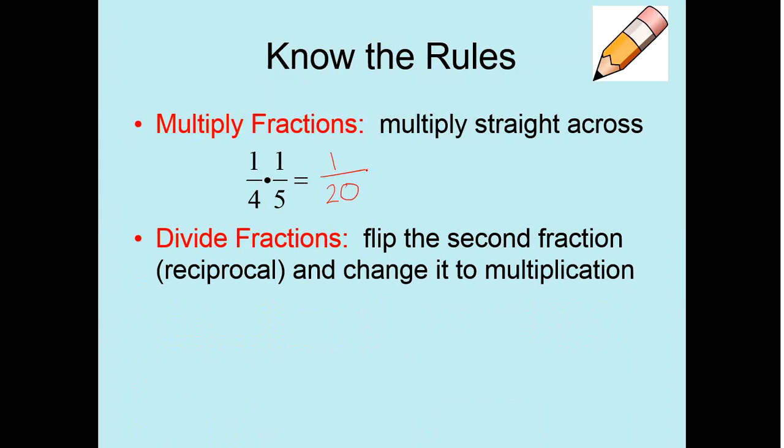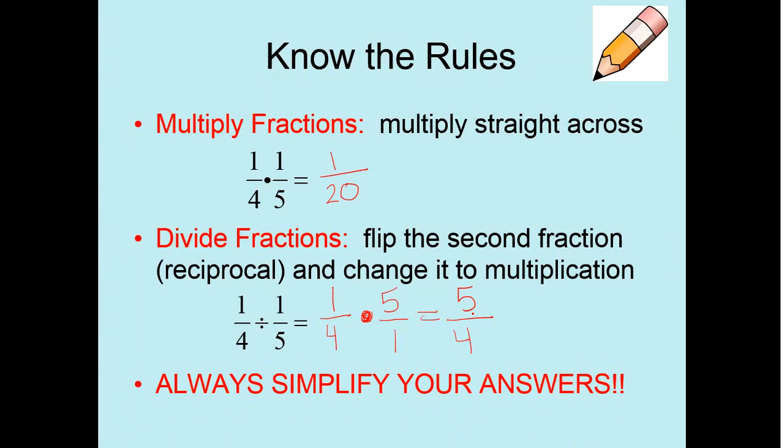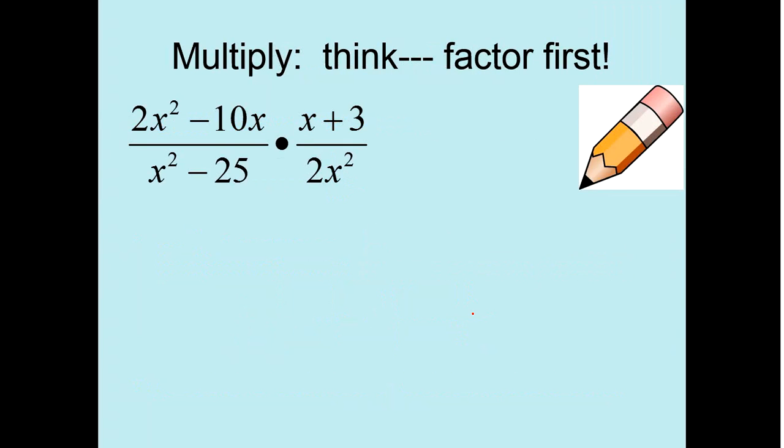Now, dividing fractions, we had to flip the second fraction, make it the reciprocal, and then change it to multiplication. So it looks something like this. 1/4 divided by 1/5. What we did is we kept the first fraction, 1/4, changed to multiplication, and flipped or changed the reciprocal. Because remember, dividing fractions is the same as multiplying by the reciprocal. So then I would have 1 times 5 and 4 times 1, 4. And then we always simplified our answers if possible, which neither of these two simplified, but we normally would simplify as we went on.